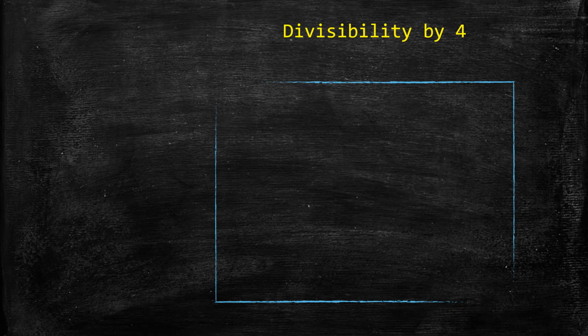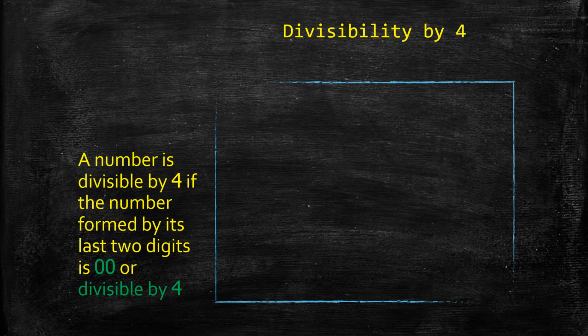The next rule, divisibility by 4. Whatever the number that is given to you, look at the last two digits of that number. If the last two digits are either 00 or any number that is divisible by 4, then that big number is divisible by 4. Let's see with some examples.